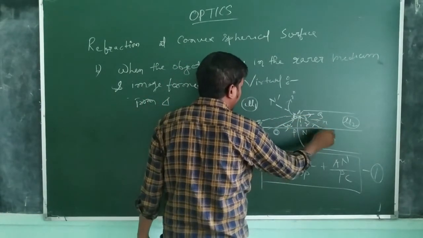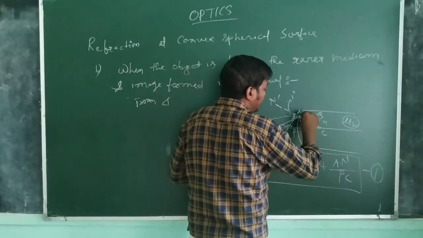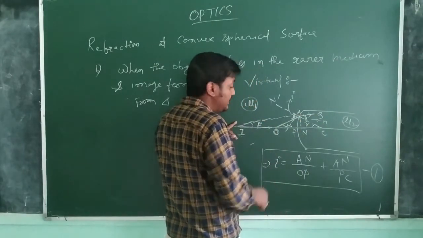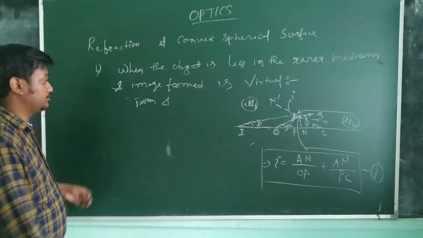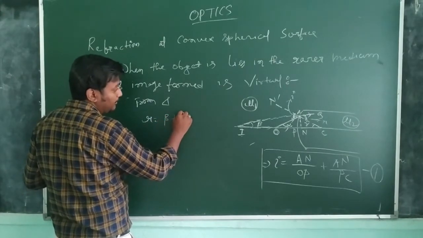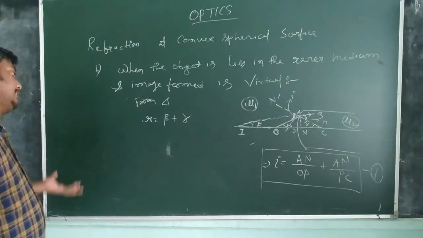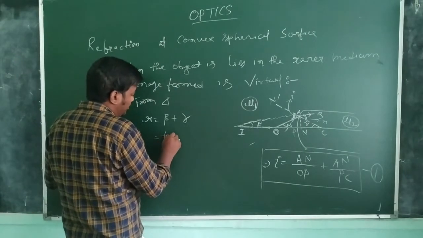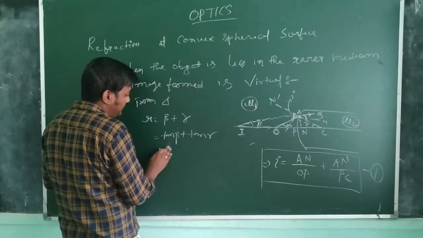In this triangle, r is the angle of refraction and the exterior angle, and beta and gamma are the opposite interior angles. So we can write r equals beta plus gamma. Again, beta and gamma are very small, so we can write r equals tan beta plus tan gamma. What is tan beta? We have to write this.